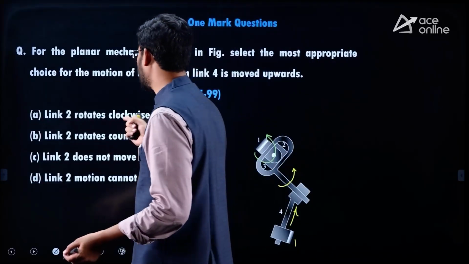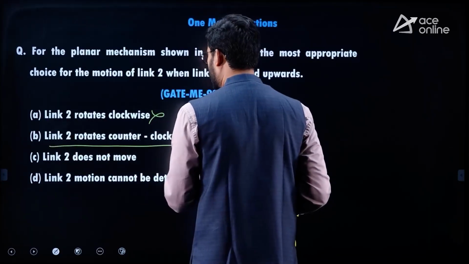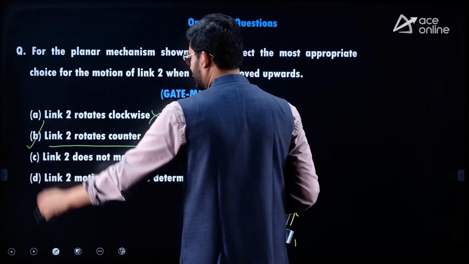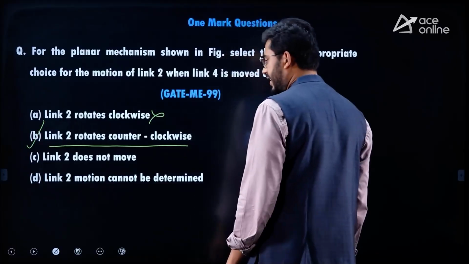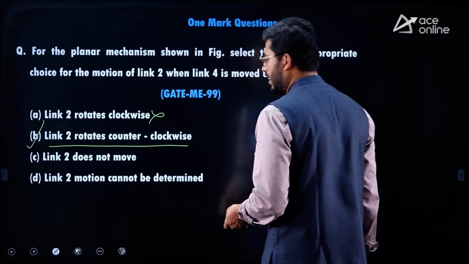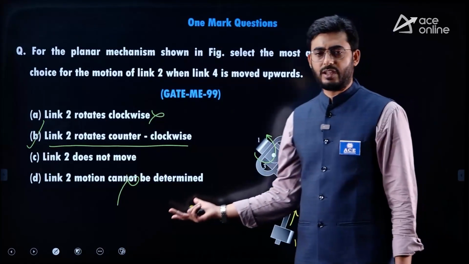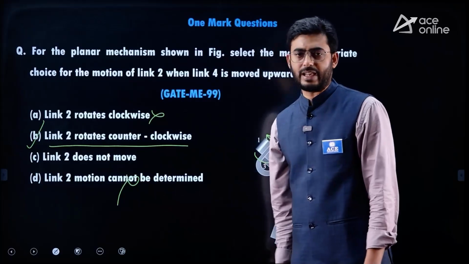So option A says that counterclockwise. Option B says that link 2 rotates in counterclockwise. Yes, that is the exact answer we are getting. And link 2 does not move, so that is not an appropriate answer. Link 2 motion cannot be determined. If that is not determined, then it's difficult to predict the mobility of the mechanism.